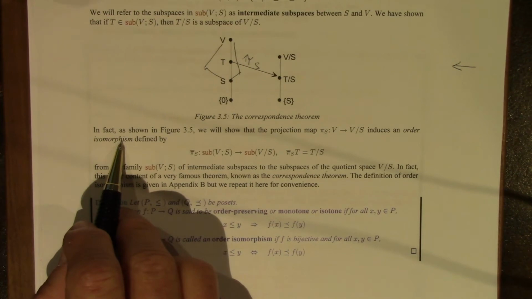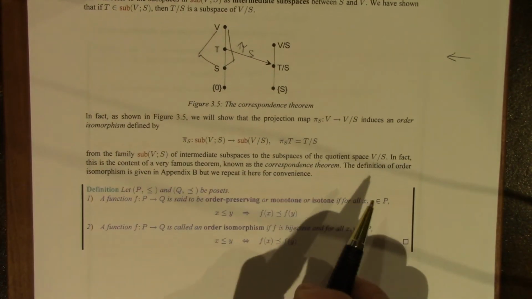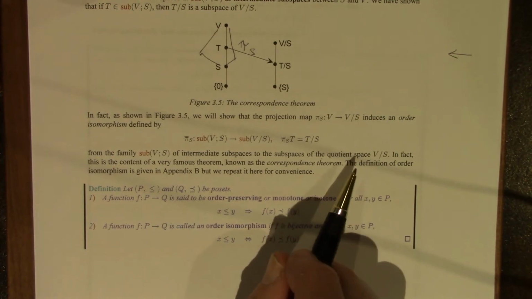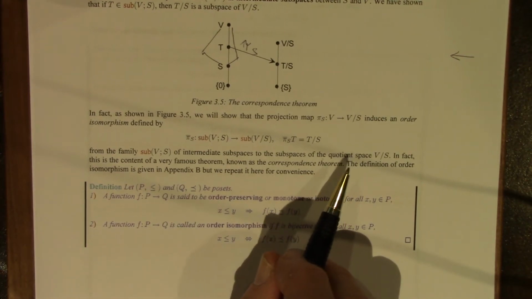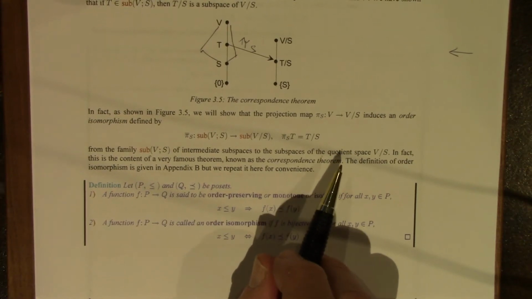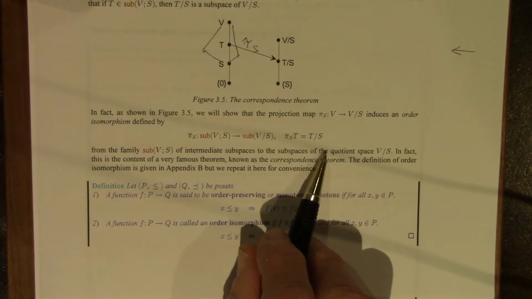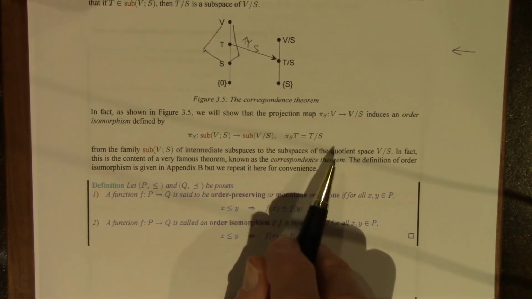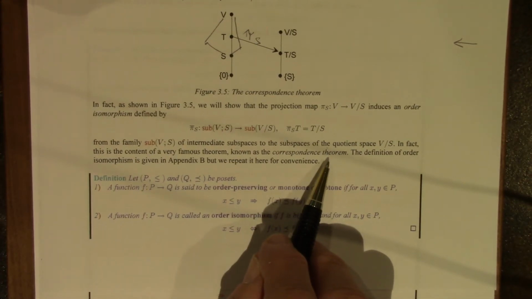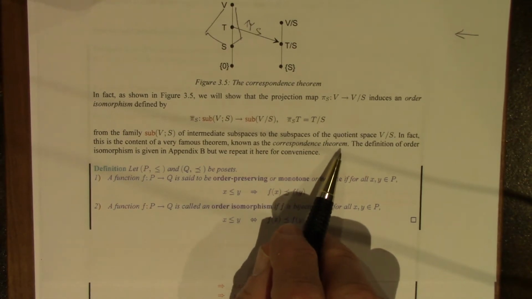We discussed order isomorphism some time ago, and so if it's not fresh in your memory, it might be a good idea to pause this video and go back to that discussion. Or if you have the book, to take another look at Appendix B, where you'll find a discussion of order isomorphisms.